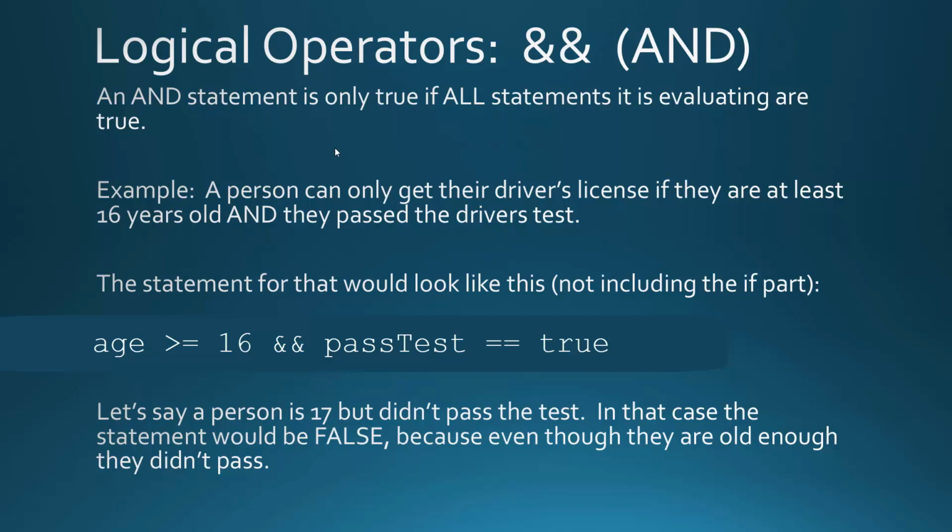So the example I wanted to talk about is, let's say a person can only get their driver's license if they're at least 16 years old and they pass the driver's test. So the statement for that would look like this. We've got age is greater than or equal to 16 and pass test is true. Pass test is a Boolean. Now they could be older than 16 and not pass the test, and since both conditions aren't true, then the entire expression would not be true.